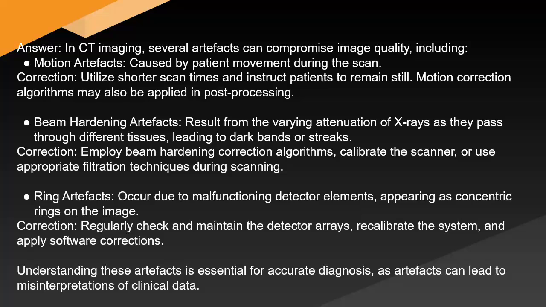Beam hardening artifacts result from the varying attenuation of X-rays as they pass through different tissues, leading to dark bands or streaks. Correction: employ beam hardening correction algorithms, calibrate the scanner, or use appropriate filtration techniques during scanning. Ring artifacts occur due to malfunctioning detector elements, appearing as concentric rings on the image. Correction: regularly check and maintain the detector arrays, recalibrate the system, and apply software corrections. Understanding these artifacts is essential for accurate diagnosis, as artifacts can lead to misinterpretations of clinical data.